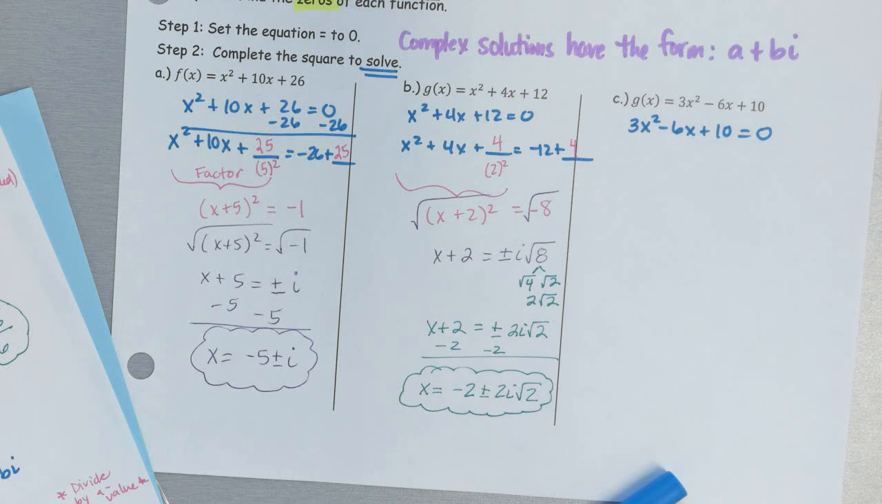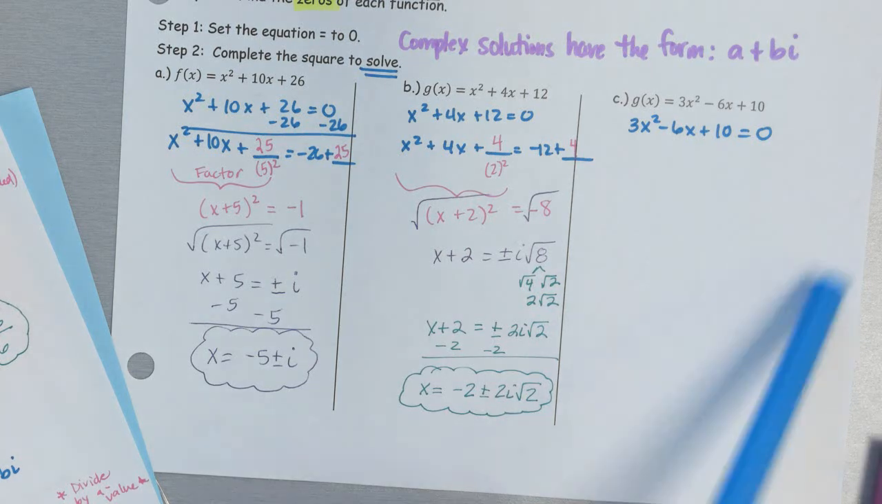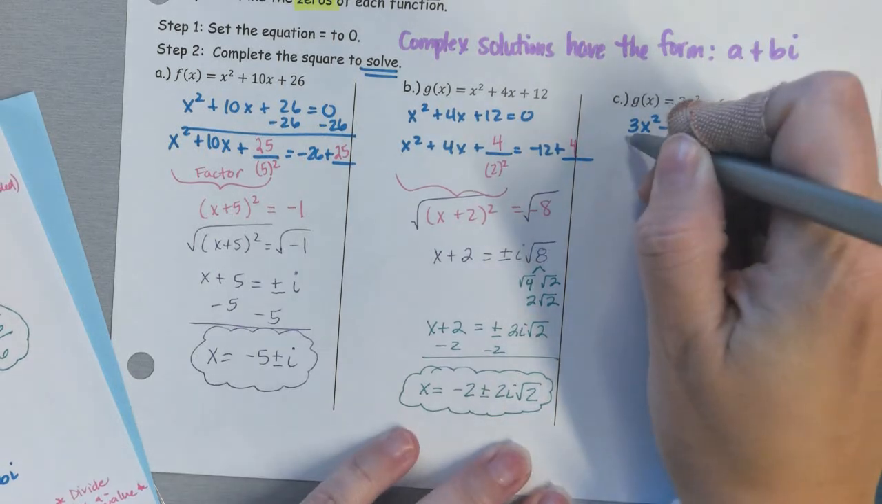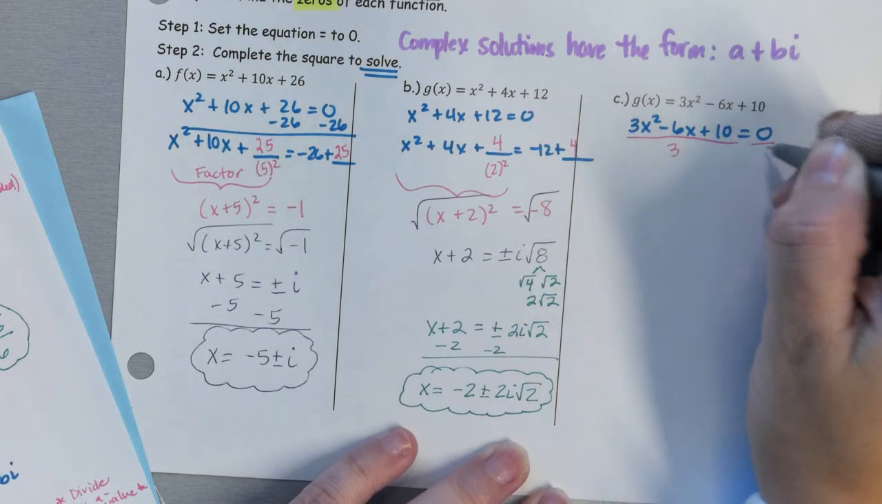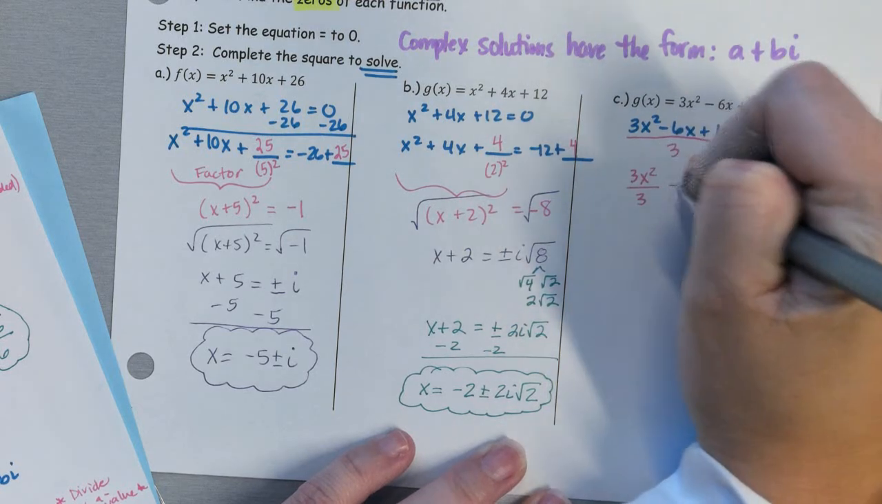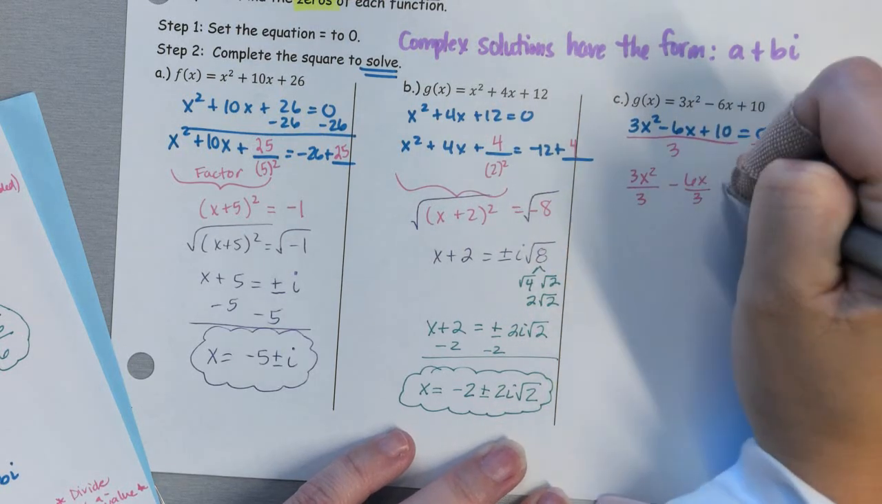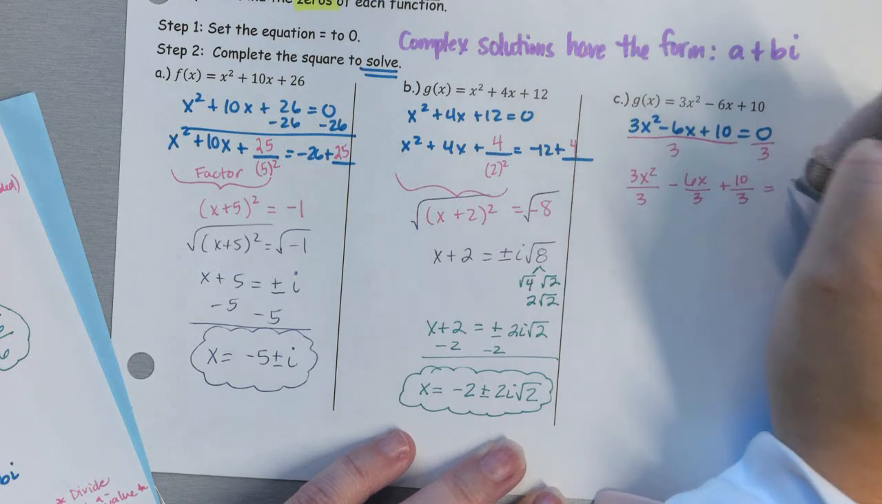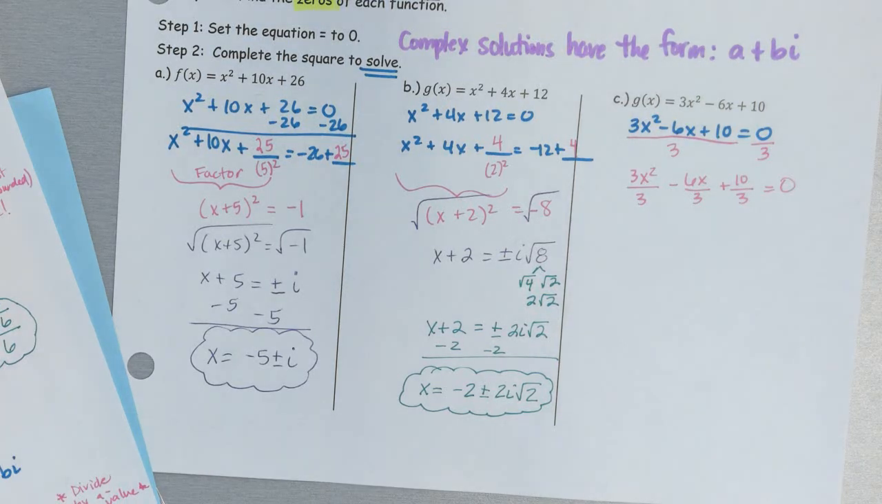When we do that, make sure that you divide every single term by 3, so it's not just the first term. Okay, so when I'm dividing by 3, I do 3x squared divided by 3 minus 6x divided by 3 plus 10 divided by 3. Oh no, it's a fraction again. All right, so simplify from here.